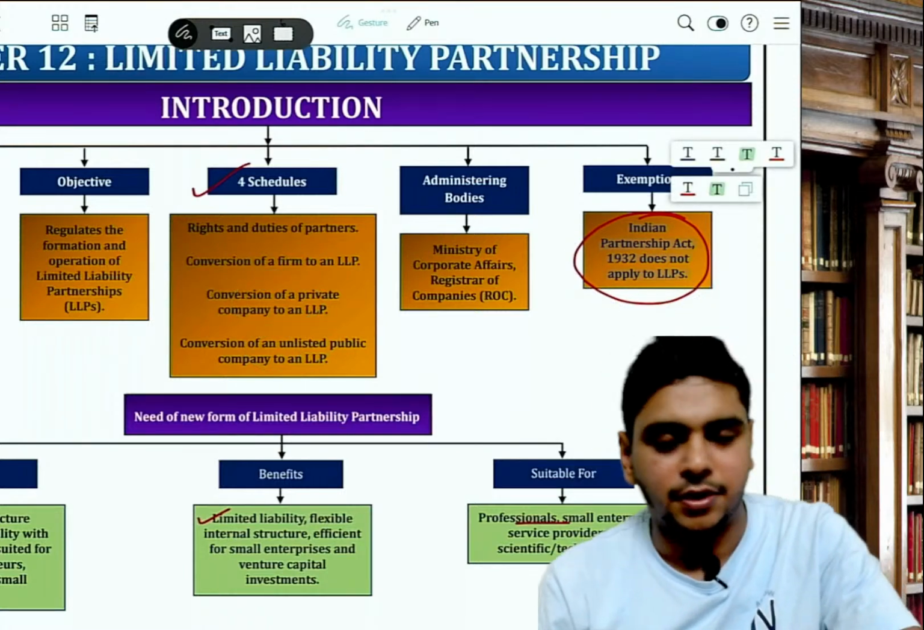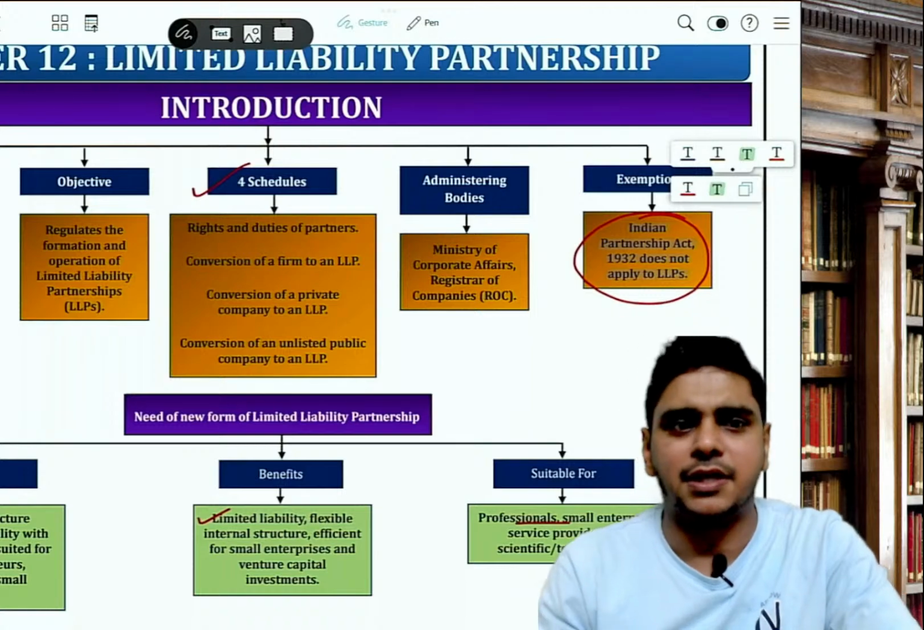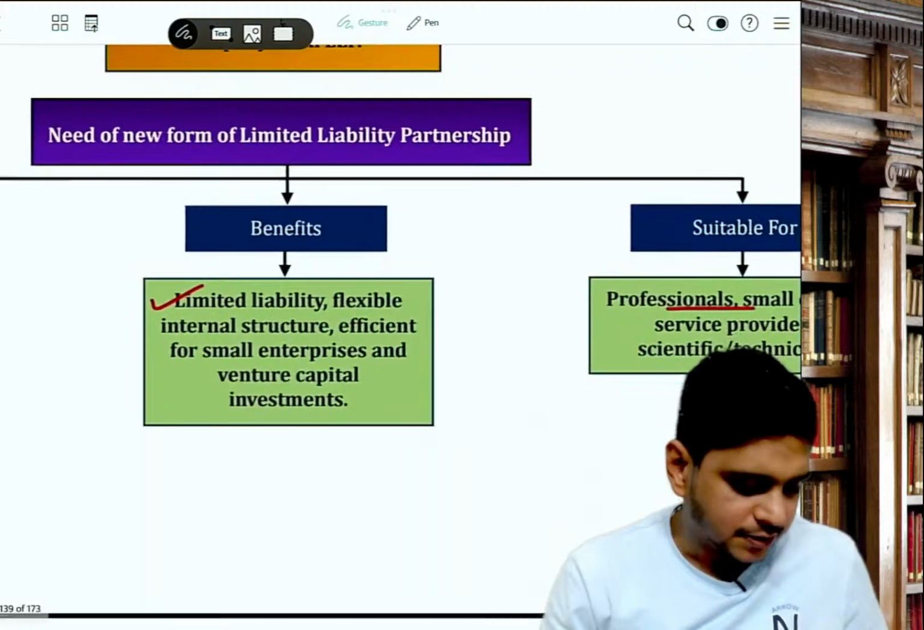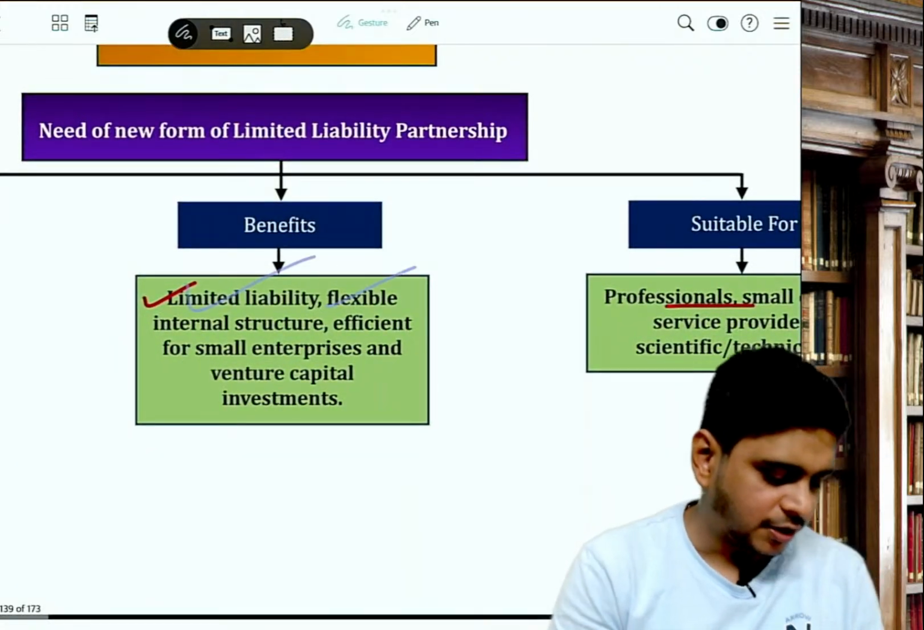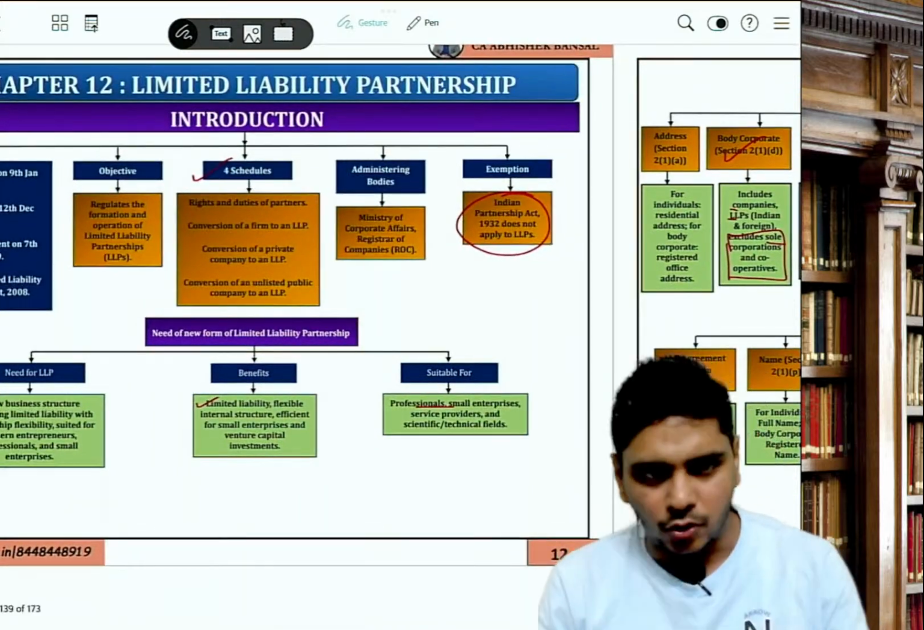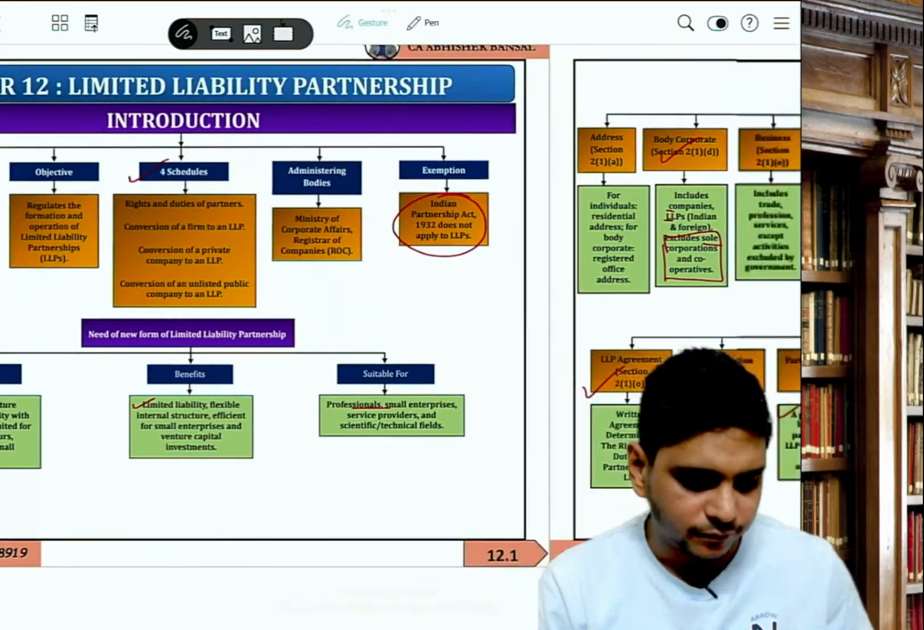Exemption: the Indian Partnership Act 1932 does not apply to LLP because LLP has its own different act. So what are the benefits? There's limited liability, flexible internal structure, and it is efficient for small enterprises and venture capital investment. The first page is basically time pass, not an exam question at intermediate level.